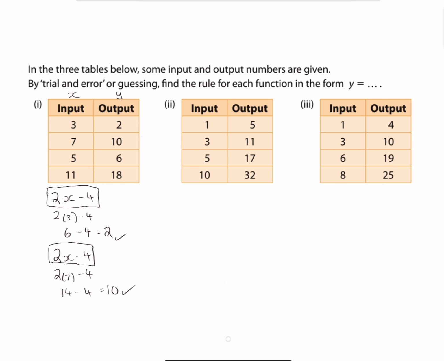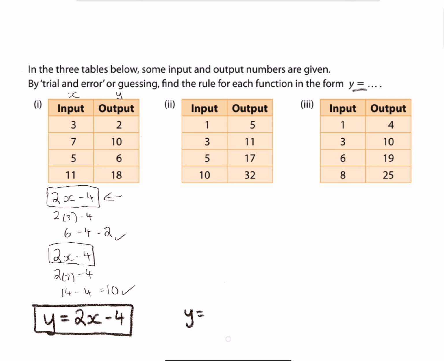Another way to describe a rule is to call it a function. Okay? So this is a function here. And you see in the question up at top, it says find the rule for each function in the form y equals. So they want us to write y equals 2x minus 4. Okay? And that is our answer. That's our function. So over here, you're also going to have to write y equals something.